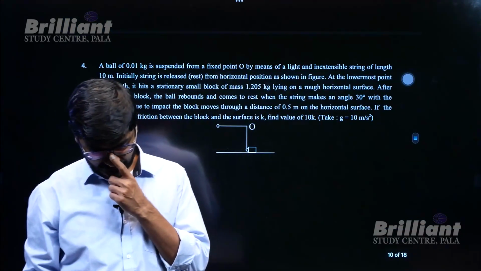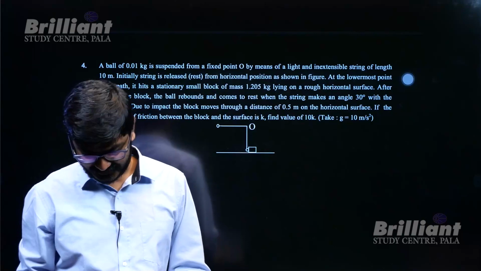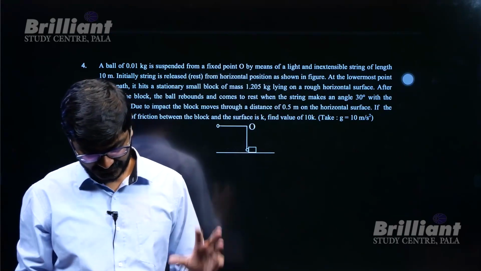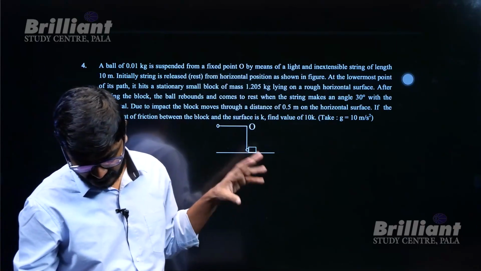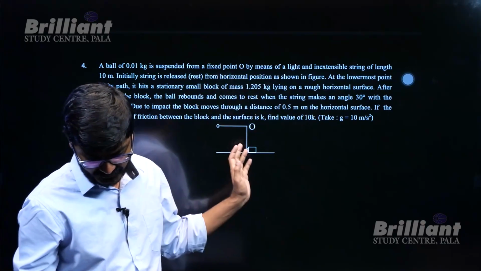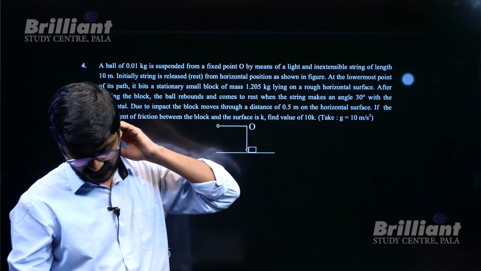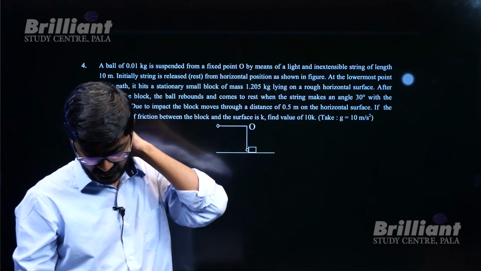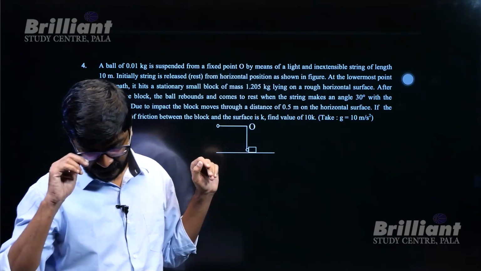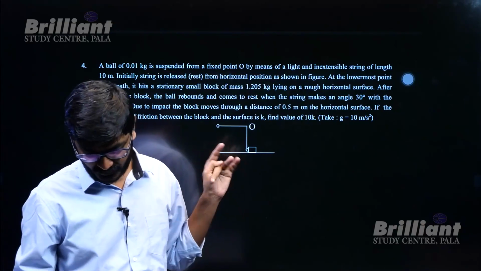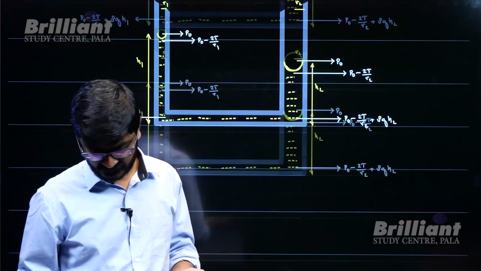A ball of 0.01 kg is suspended from a fixed point by means of a light inextensible string of length 10 meter. Initially, the string is released from rest from horizontal position. At the lowest point, it is hitting the stationary block lying on a rough horizontal surface. After striking the block, the ball rebounds and comes to rest by making an angle 30 degrees. Due to the impact, the block moves through a distance 0.5 meter on the horizontal surface if the coefficient of friction. Okay, so what is happening?